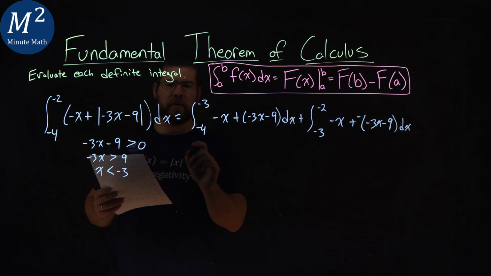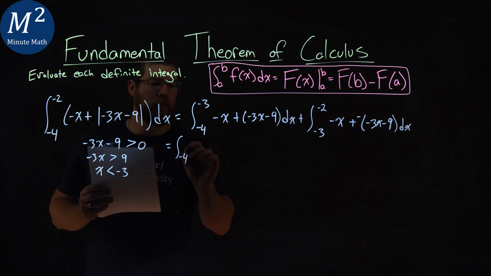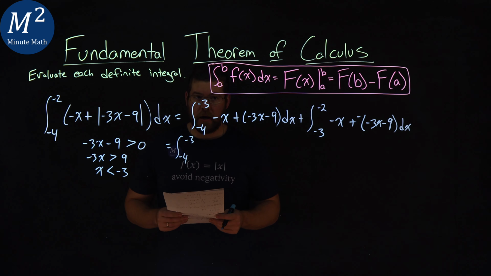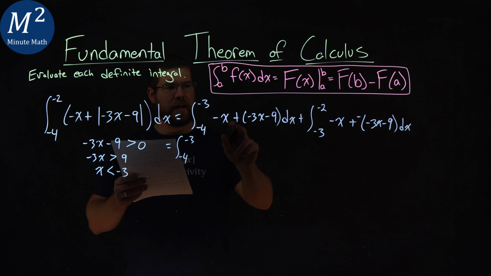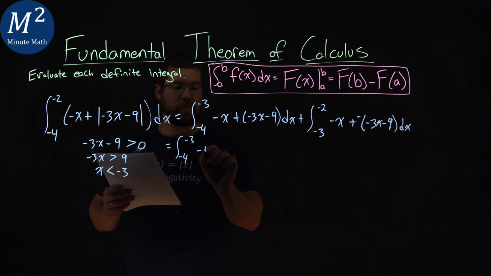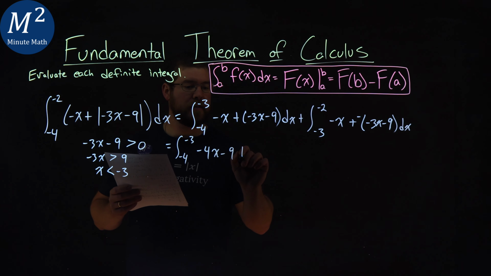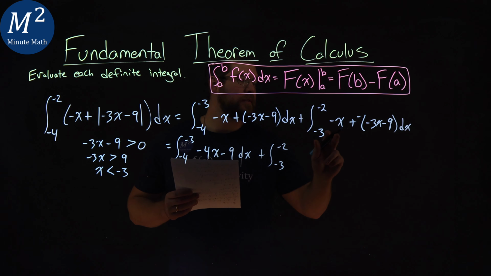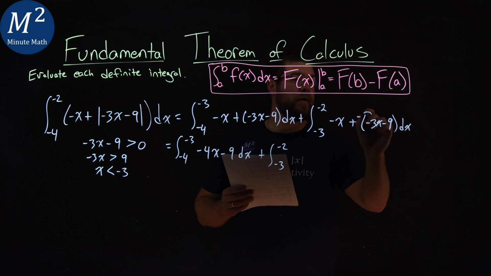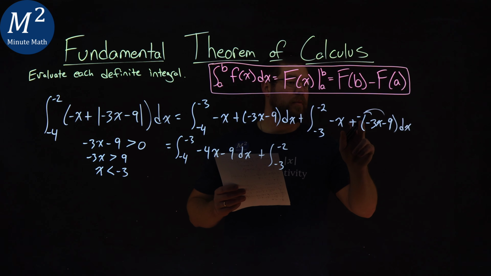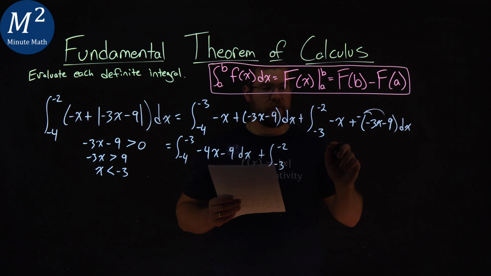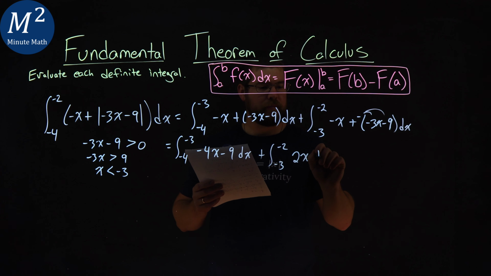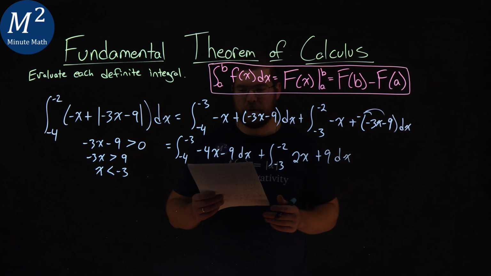Well, first let's simplify this a little bit. From -4 to -3: -x minus 3x minus 9. Well, -x minus 3x is -4x minus 9 dx. Plus the integral from -3 to -2. Same thing here, but we'll distribute that minus sign across. -x plus 3x is a positive 2x. And then we have plus 9 dx. Be careful with your negatives here.